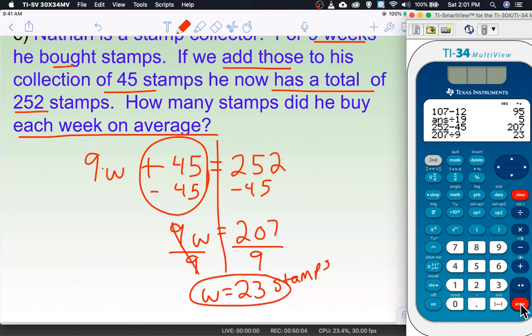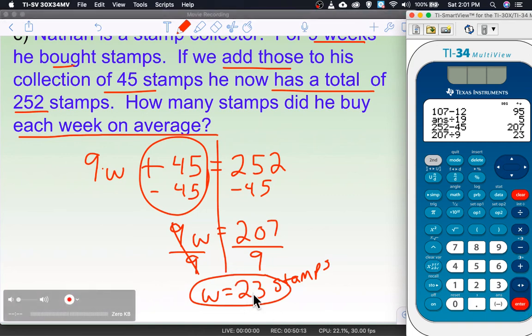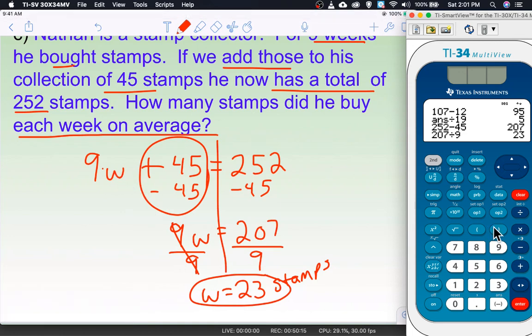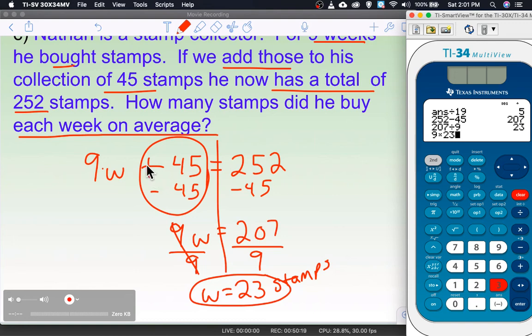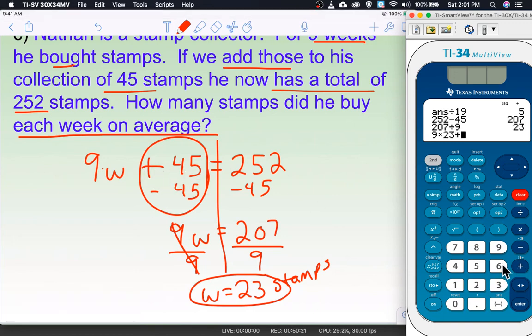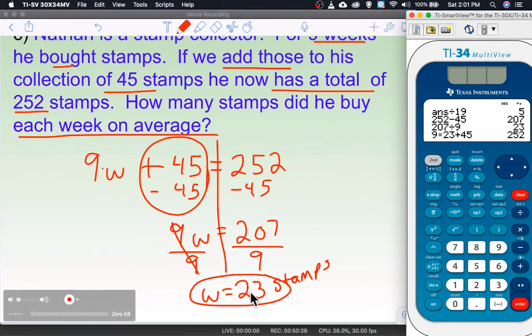It's good to label your answer. I have a bad habit of not labeling my answer, especially for word problems. I'll try to do better. Now we could check our solution. If we plugged 23 back in for w, 9 times 23 plus 45, we should get 252, and we did. So I know that 23 is the solution.